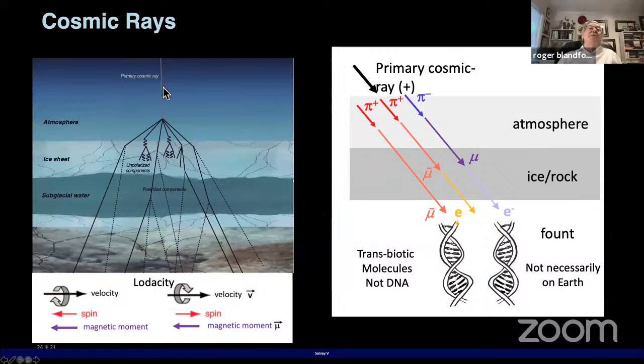Here's a primary cosmic ray. This is a particle that was made perhaps in a supernova remnant, a proton typically, and it will hit our atmosphere, and there it will undergo a series of nuclear reactions with the nuclei of nitrogen and oxygen and so on, and it will create a shower of subsequent particles, just shown schematically here.